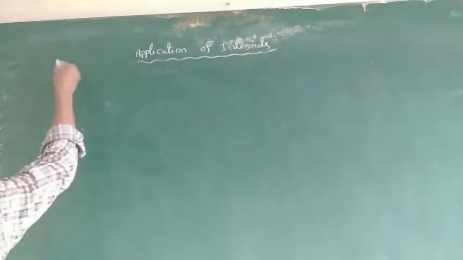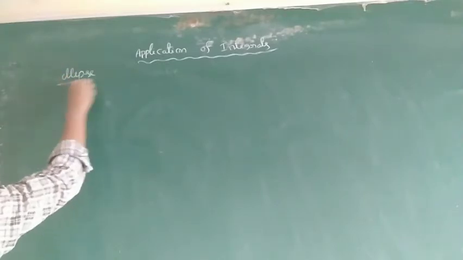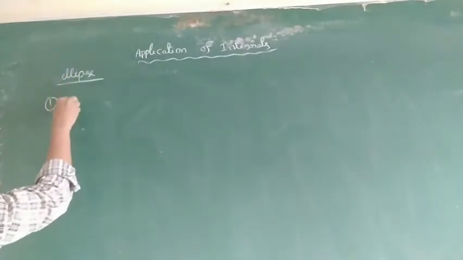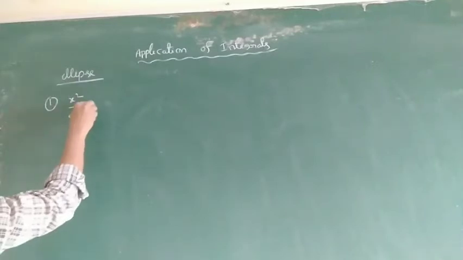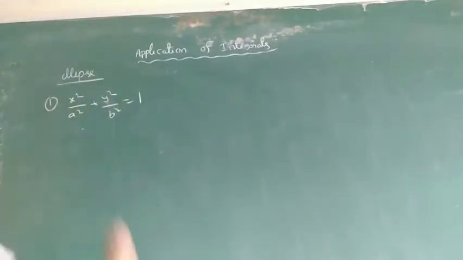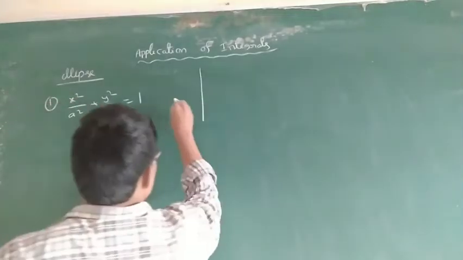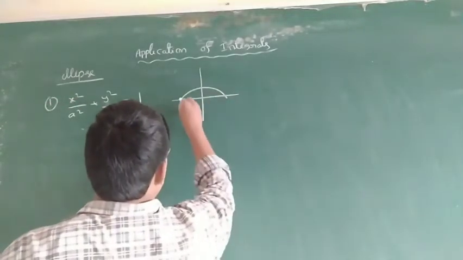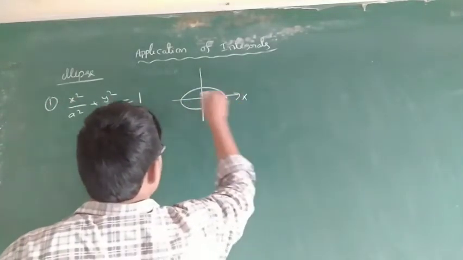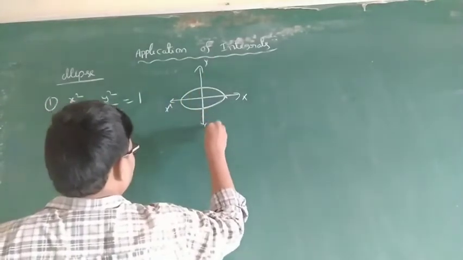Next, ellipse. So x square by a square plus y square by b square is equal to 1. X square by a square plus y square by b square is equal to 1. So this is the ellipse. X-axis, x dash, y dash.